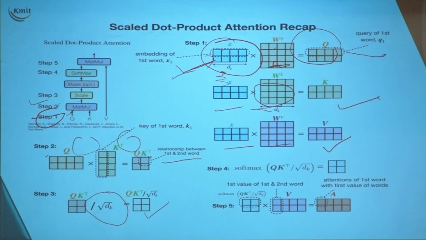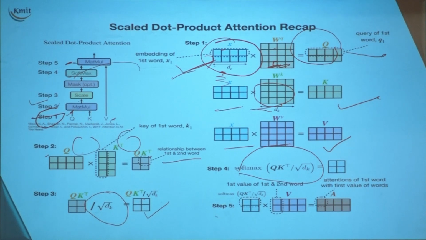What is step 4? Masking. Do I do masking in the encoder MHA? Where do I do masking? In the decoder. So for now masking is not required. So what is step 4? Softmax of this one, Q K transpose divided by square root of dk. What am I doing in step 5? Look at this step 5. Matrix multiplication of softmax of Q K transpose divided by square root of dk, into V.